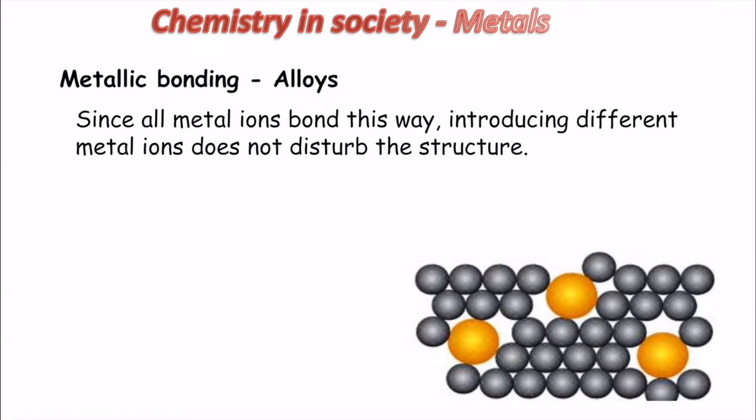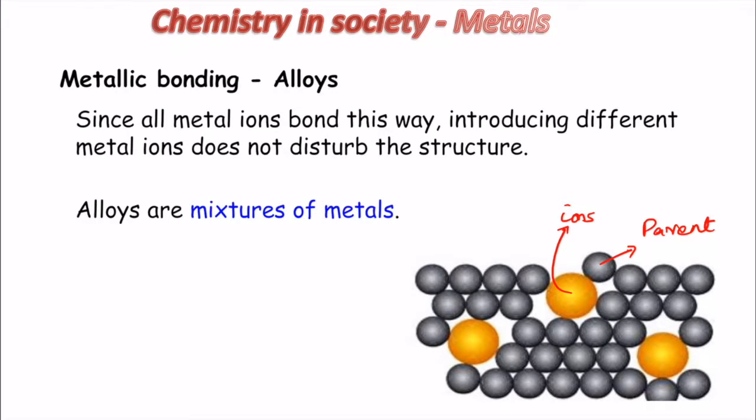Since all the metal ions bond in this way, forming metallic bonding, introducing a different metal ion does not disturb the overall structure. So if we look at the structure here, this is representing the parent metal, and these are the ions which have been introduced, right? If so, this phenomenon of introducing different metal ions in the parent structure leads to the formation of alloys. So alloys are mixtures of metals. As you might remember from the mixtures lesson, all the components of the mixture retain their own properties. Similarly, these two metal ions will have their own properties.